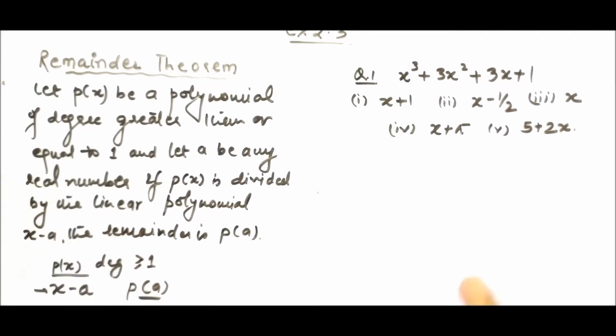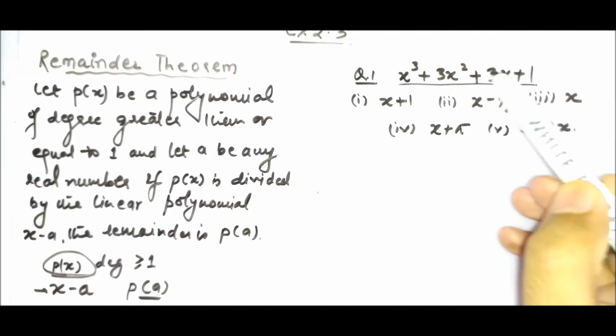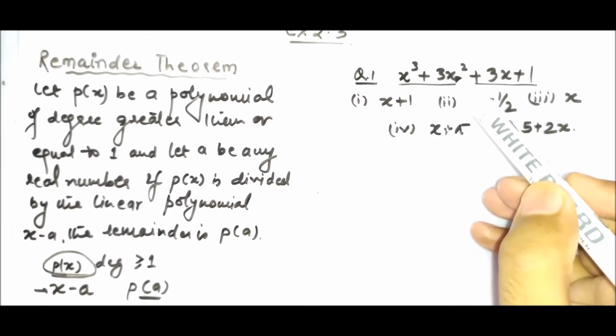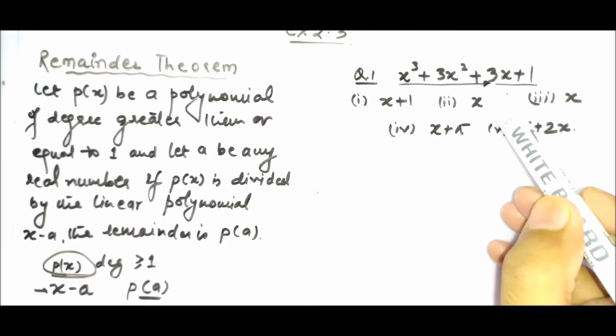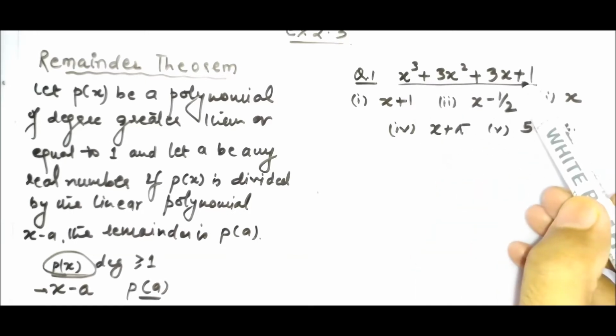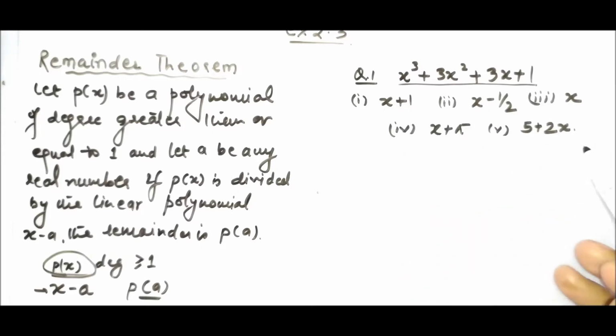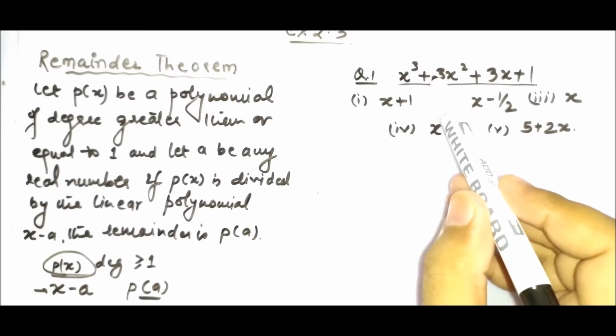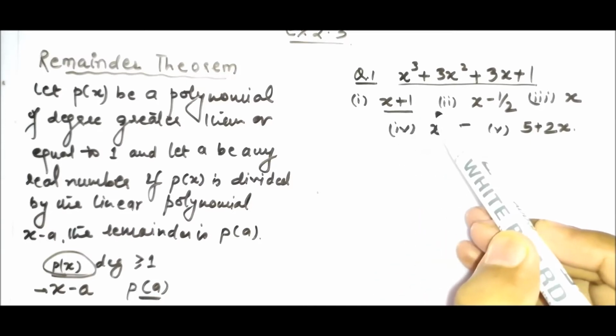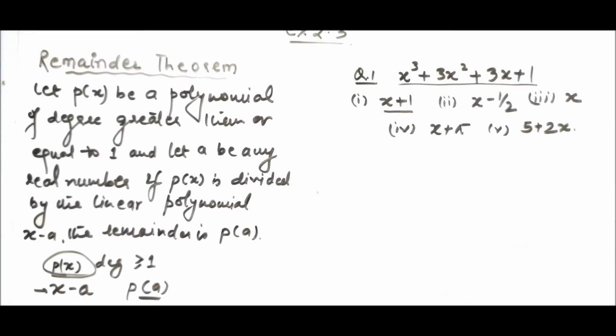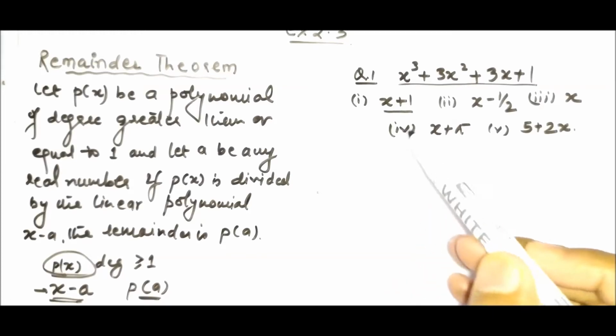Now let's apply this theorem in this question. This question says you need to divide this polynomial by these five parts and you need to get the remainder using the remainder theorem. So we have a polynomial p(x) whose degree is 3 here, because the variable has the highest power of 3. So we have a degree greater than 1. And all the polynomials given here are linear. Suppose we are dividing this polynomial by the linear polynomial x plus 1, then we need to find the remainder. Now in place of this x minus a, we have this x plus 1.